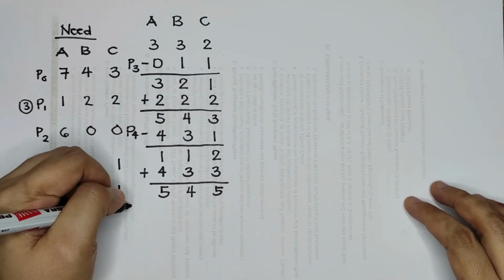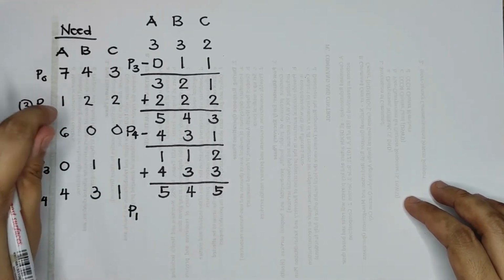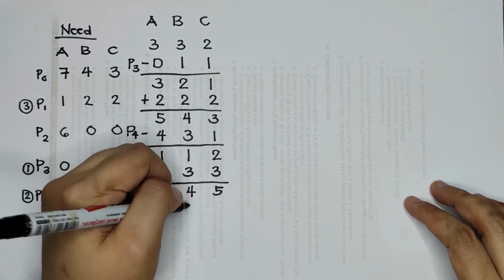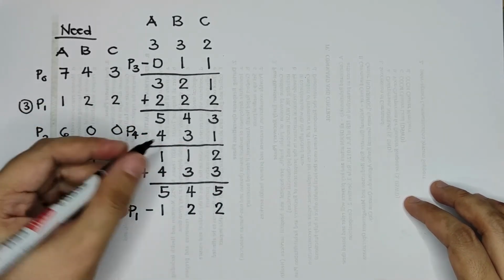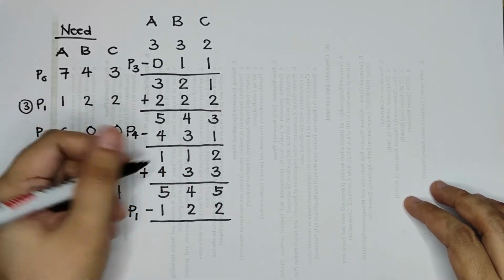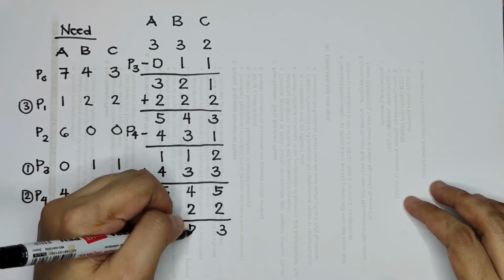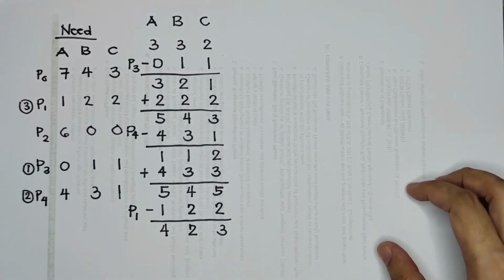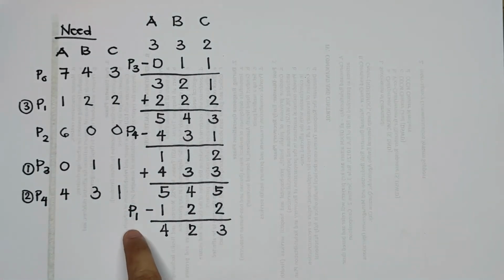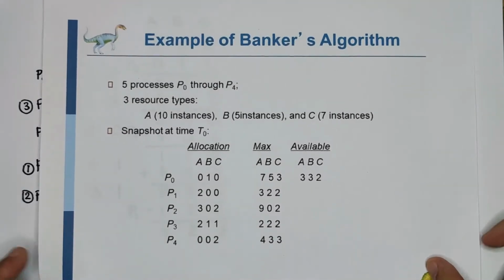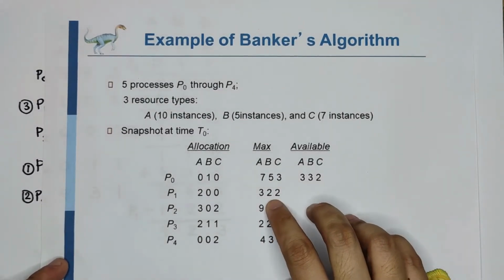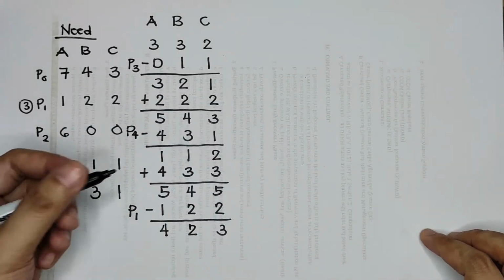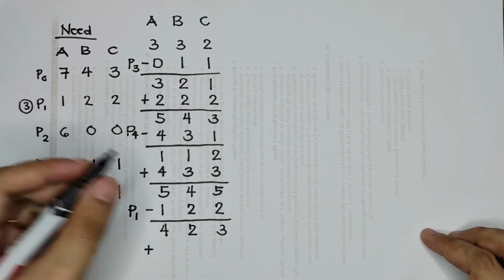So, again, P sub 1, then write its need and subtract it from the available. So, we have 1, 2, 2. Okay, so 5 minus 2 is equal to 3. 4 minus 2 is equal to 2. And then 5 minus 1 is equal to 4. And then, after P sub 1 has finished its execution, let's return its resources. The maximum is 3, 2, 2. So, plus 3, 2, 2.